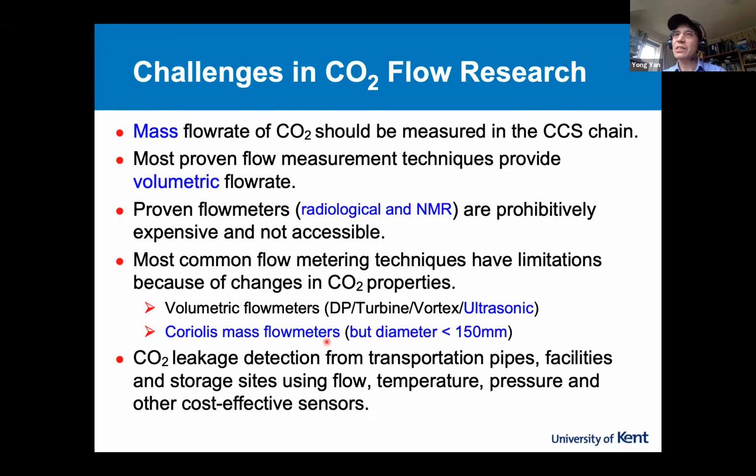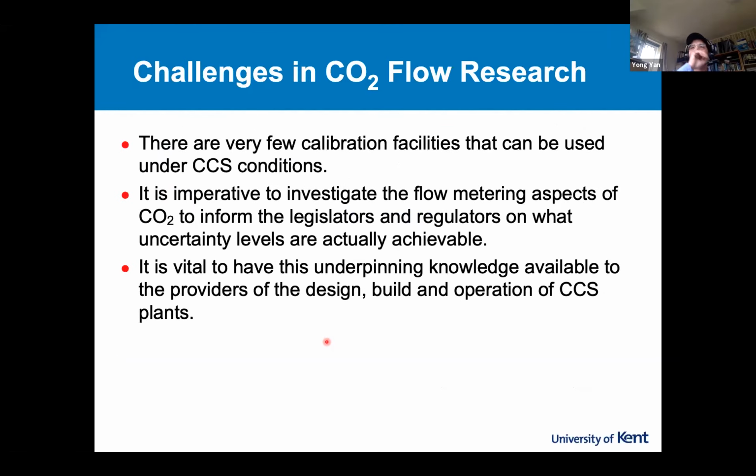Not only flow metering, but also leakage detection. There are potential leakages from pipes, capture facilities, and storage sites. We can monitor flow, temperature, and pressure, and use chip sensors. But how do we do that, and how effective is it? You will see later. We have made good progress, but a lot is still to be done.